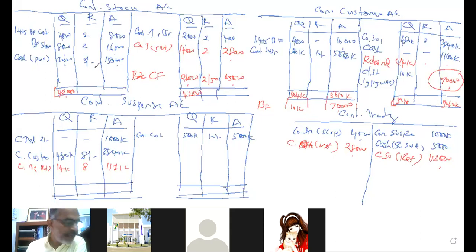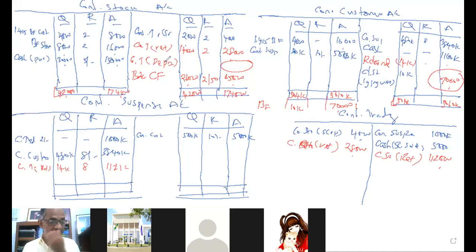Right. Now we have to find out 150 plus 16 plus 8 altogether: 174,000. Here 174,000. The gap will be transferred to container trading account as what? Depreciation. Yes, good.